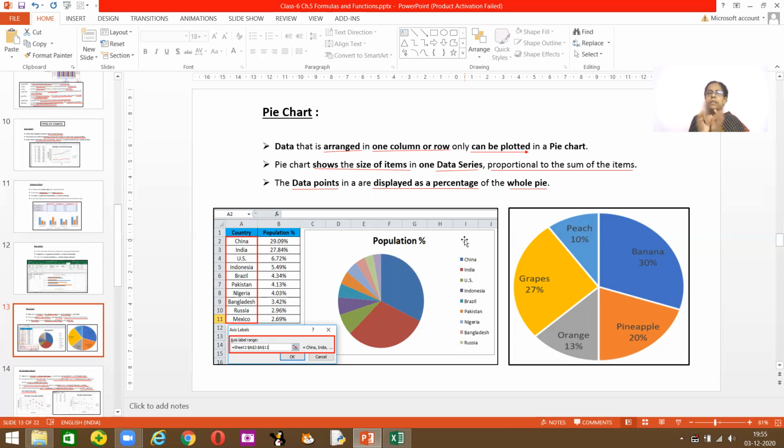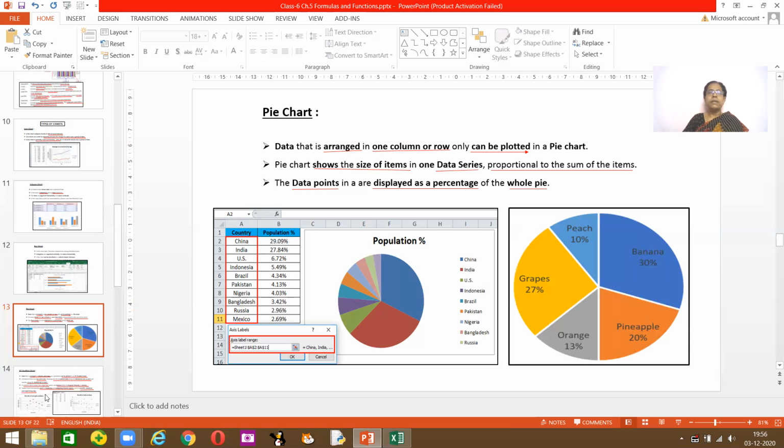Like if you take an apple and you divide it into 3 parts, or you divide it into 5 parts, and you give half of it to one person and a quarter of it to another. So it shows the size of each item. The data points in the display are shown with the help of percentages. It shows the values in percentage. So 10% is given to this, 10 bananas, 30% grapes. So this is the way it's done. It's only one item, one row and one column. So it's done this way.